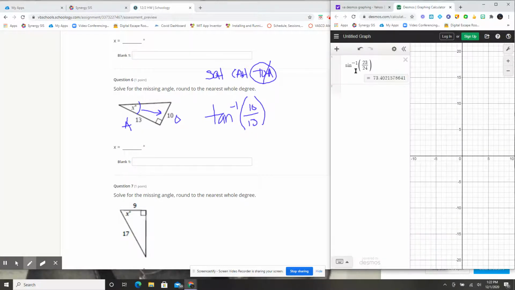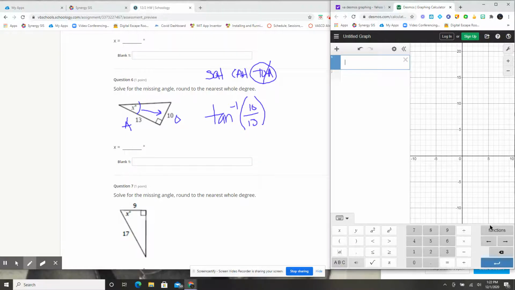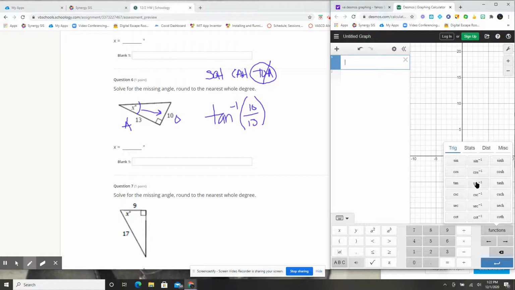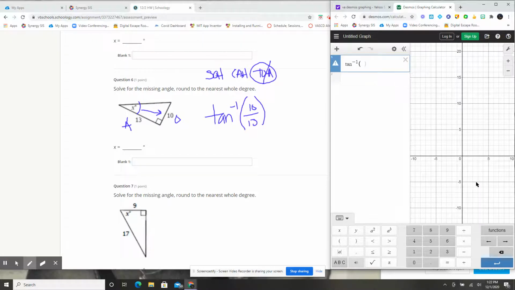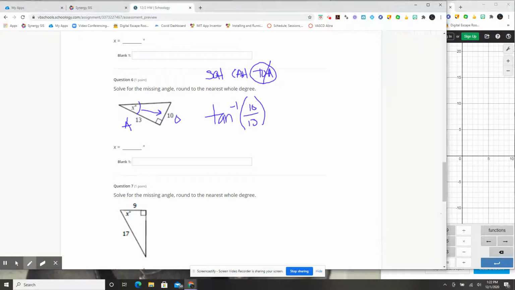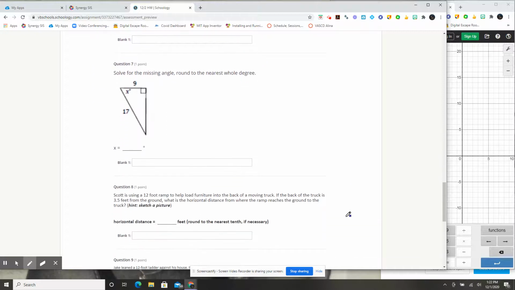Come over to my handy dandy Desmos. Find in the functions key inverse tangent, and then 10 divided by 13. 37.6. 37.6, and then round to the nearest whole degree. Got to make sure you can round to the nearest whole degree.